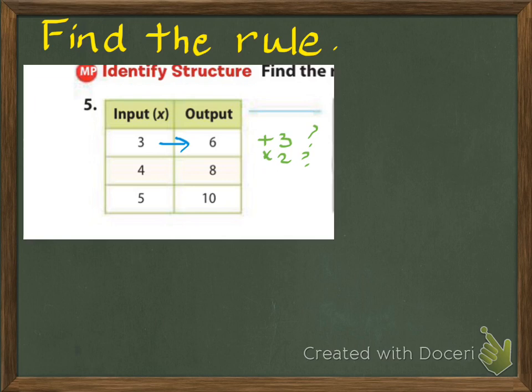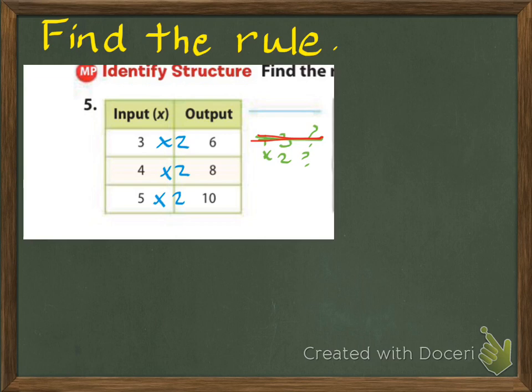So if I add 3 to 4, then that gives me 7. So I know it can't be the adding 3. So that one can't be. So let's test out the times 2. I'm going to go ahead and erase the arrow now. So to get from 3 to 6, I'm going to multiply by 2. And let's see, 4 to 8, multiply by 2, 5 to 10, multiply by 2. Awesome. So I think I found the relationship.